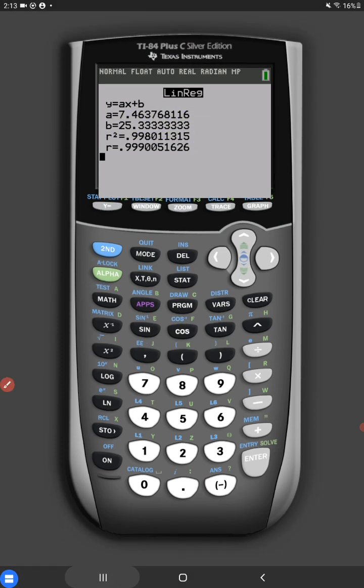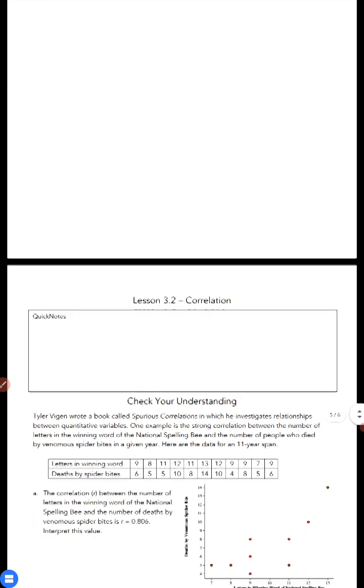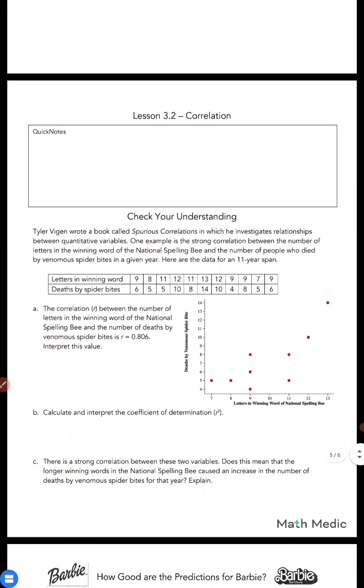So let's go back to your notes. And in case you forget the calculator instructions, I do have these written down for you right here. Okay.